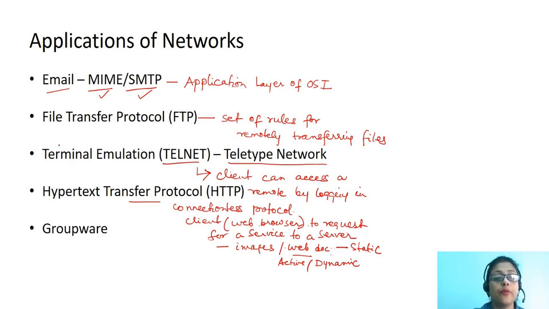Next, we have the groupware. This groupware basically means it's a collaborative project. Groupware is a collaborative project between individuals who work for a common goal. Now, this can be asynchronous in nature or it can be synchronous in nature. For asynchronous groupware connection, the individual members of the group can perform their task at different instants of time, like T1, T2, T3, T4. But for synchronous groupware connection, all the members should perform their task at the same instant. An example of groupware is GoToMeeting.